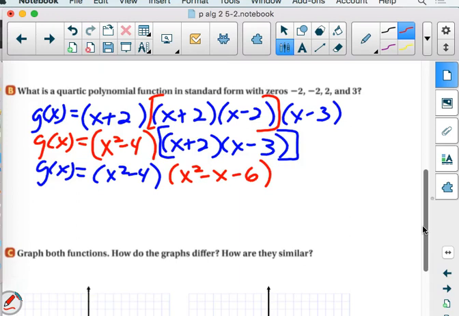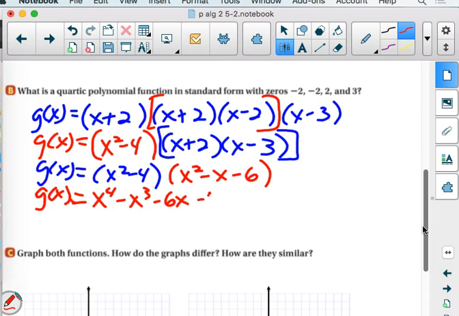I see people doing this. Yes, we're going to take x squared times everything over here. Then we're going to take negative 4 times everything over there and pull it together. So x squared times x squared is x to the 4th. X squared times negative x is negative x to the 3rd. X squared times negative 6 is negative 6x.